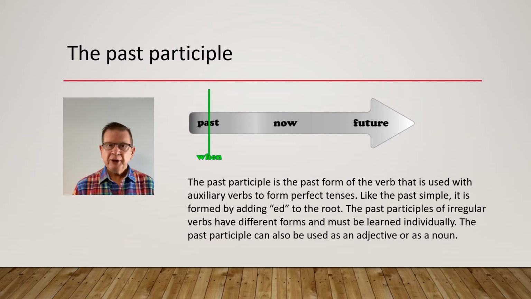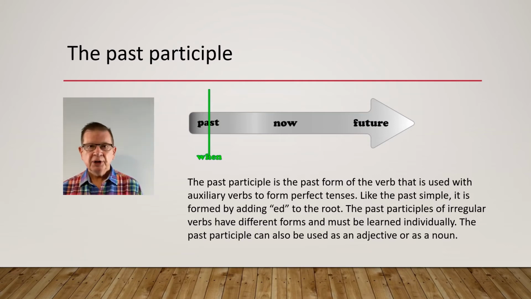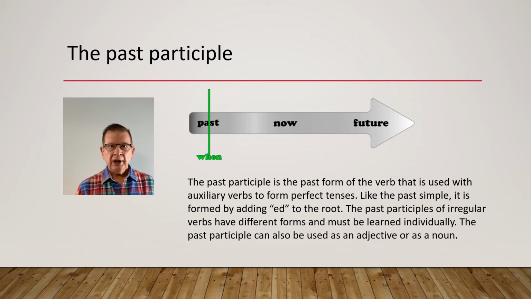And now to the 5th part of a verb, the past participle. This is the past form of the verb that is used with auxiliary verbs to form perfect tenses. Like the past simple, it is formed by adding -ed to the root. The past participles of irregular verbs have different forms and must be learned individually. The past participle can also be used as an adjective or as a noun.